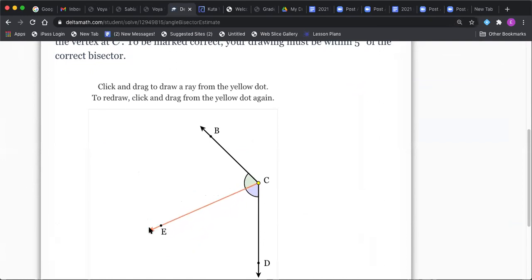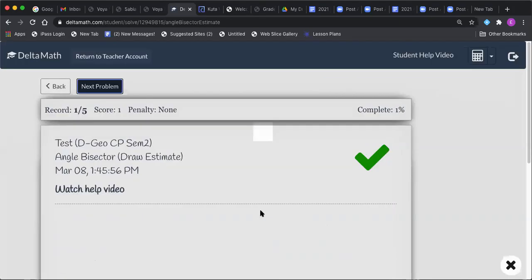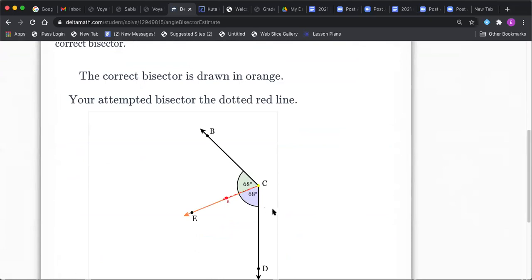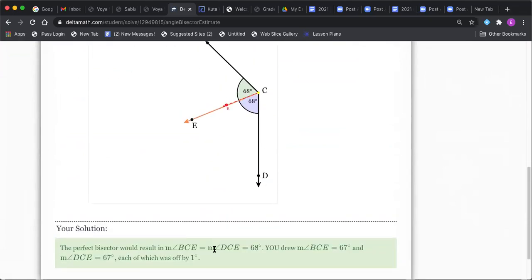Oh, this one's kind of hard. I'm going to come in a little bit closer. And you want to just guess. Oh, I'm going to go with it right there. You're going to see how close you can get to perfectly bisecting it. Oh, that one's really close. Oh, I'm off by one degree though.